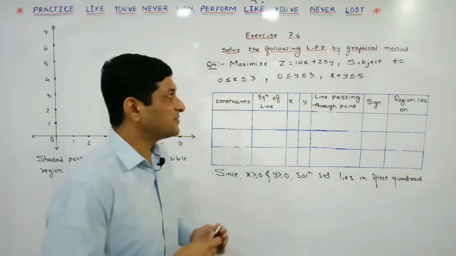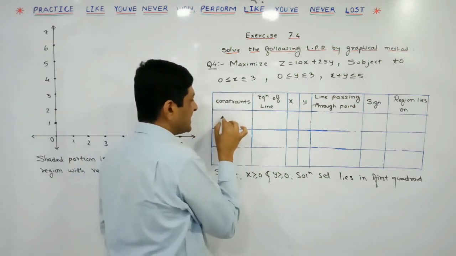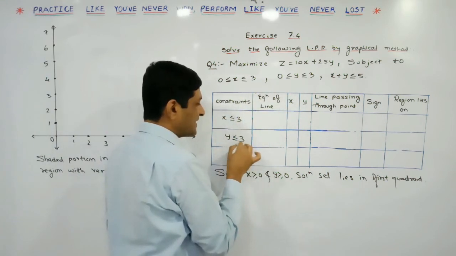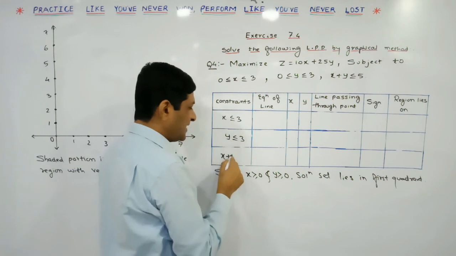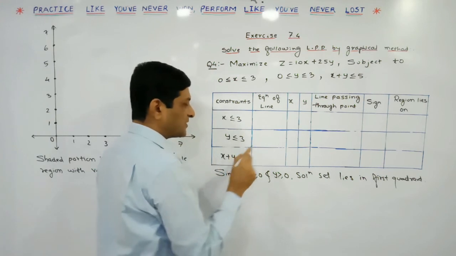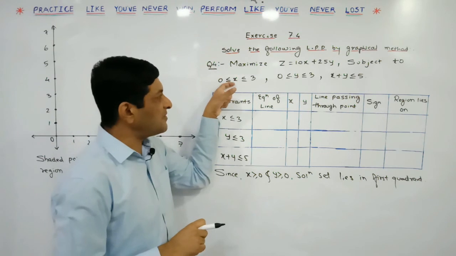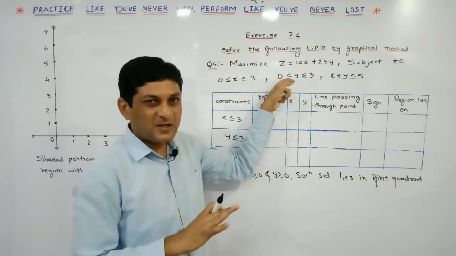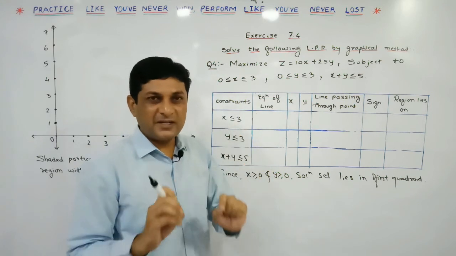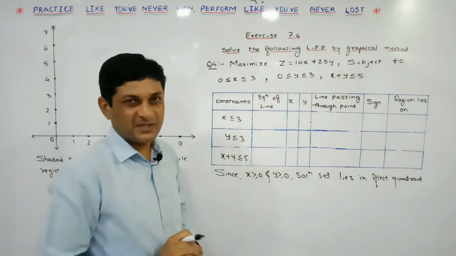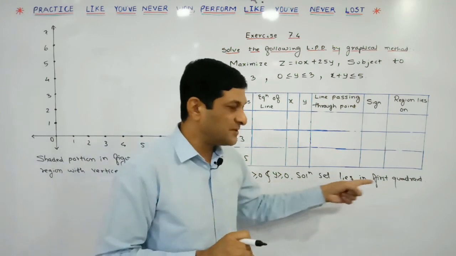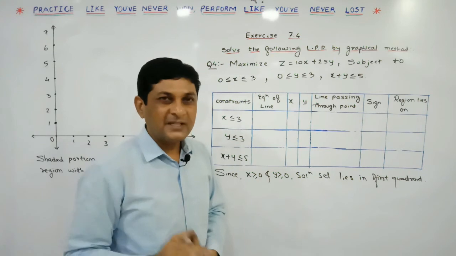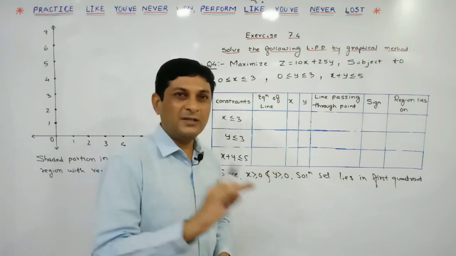So first consider the constraint x is less than or equal to 3, then consider the constraint y is less than or equal to 3, and lastly x plus y is less than or equal to 5. And we know that x greater than or equal to 0 and y greater than or equal to 0 are called non-negative constraints or non-negative restrictions. In this case, in which quadrant does the solution set lie? First quadrant. Because x and y are non-negative, this condition is satisfied by all points in the first quadrant.